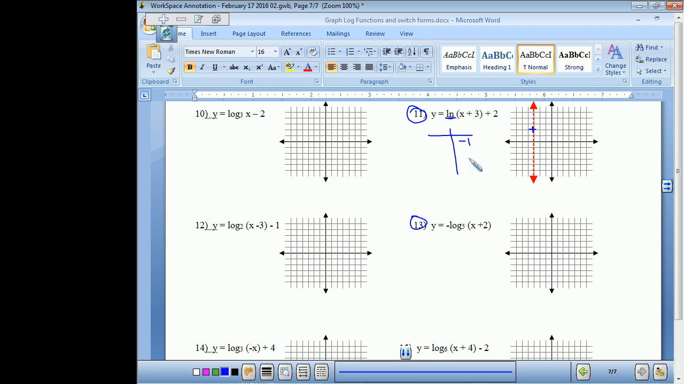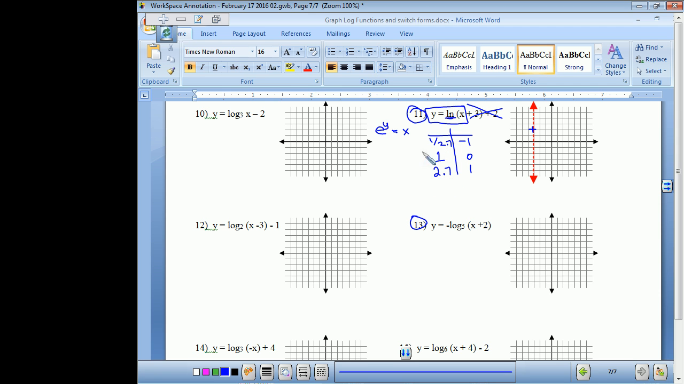So if E is my base, E to the negative 1 is 1 over E, which is about 1 over 2.7. E to the 0 is 1. E to the first is about 2.7. Because remember, when we ignore the transformation part and convert this part, this becomes E to the Y equals X. That's how I found all of these. And we know that E is approximately 2.71828. 2.7 is good enough.